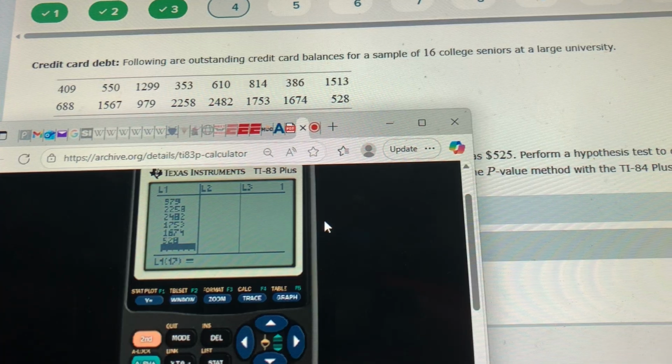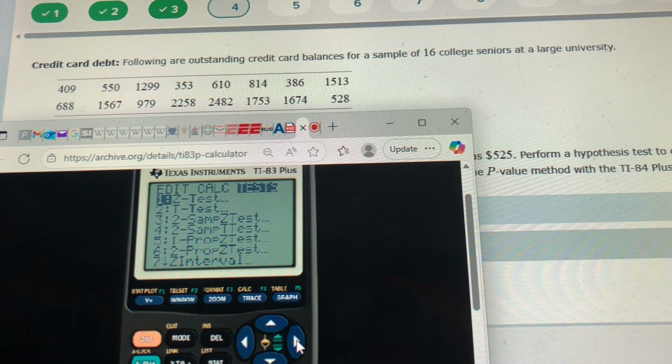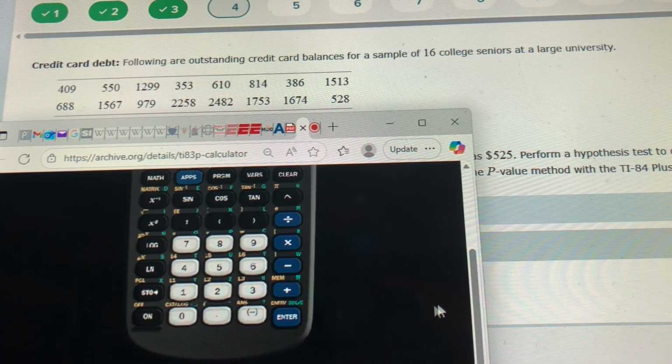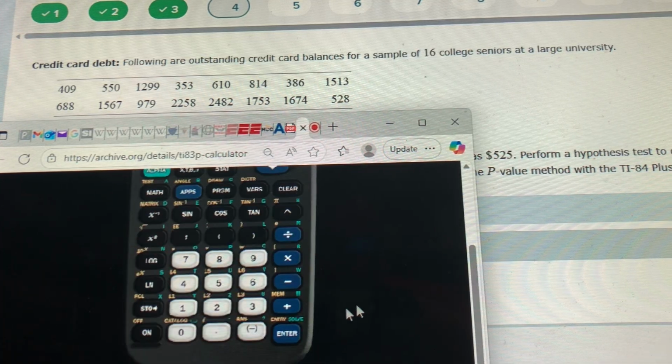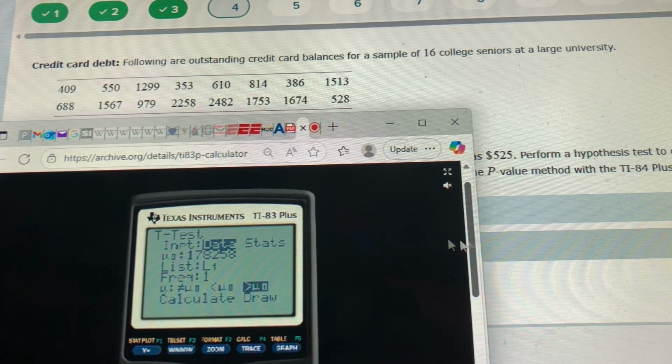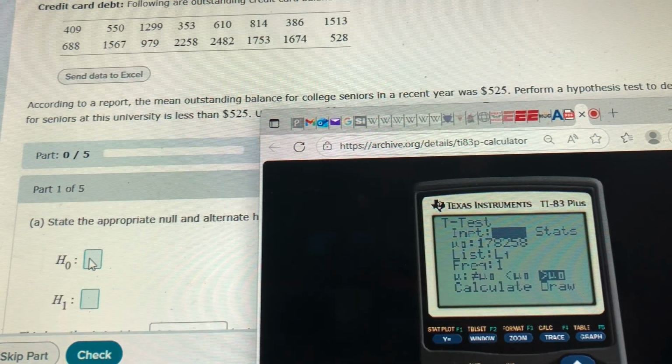Okay, so once all the data's in there, then you go to Stat, Tests, t-test, because I clearly don't know sigma unless they tell it to me, and they don't mention it here anywhere. And this is when you go over to data. While it's flashing on data, press Enter. So now data is selected. We still have to do the mu0 from the null hypothesis.